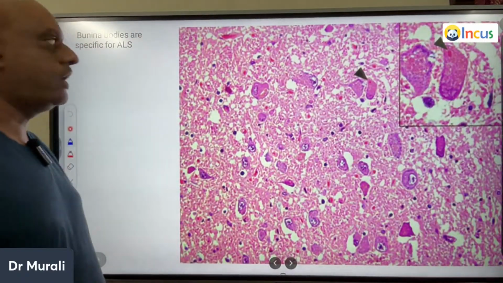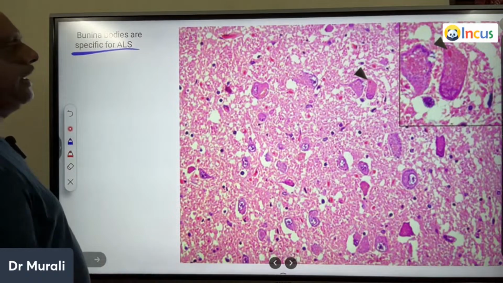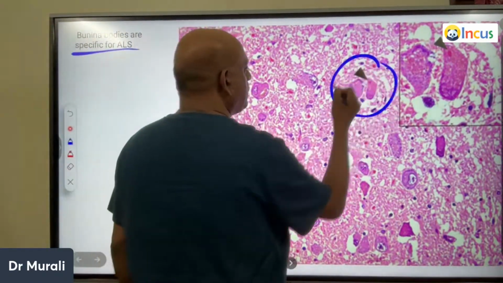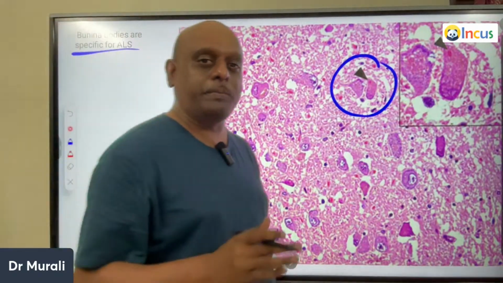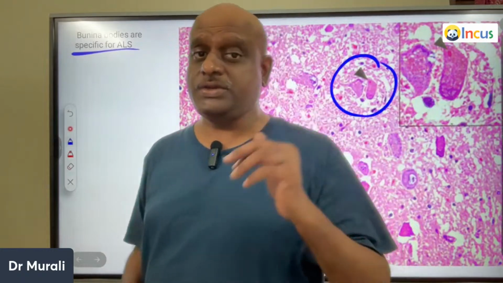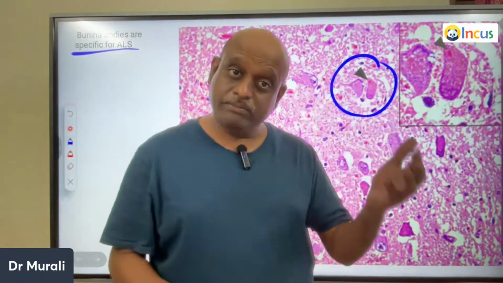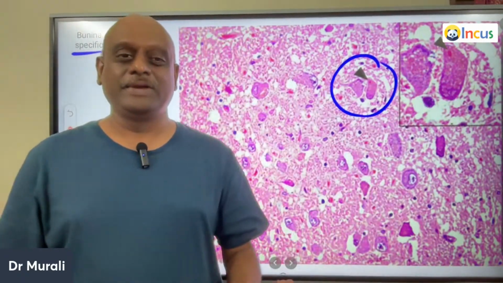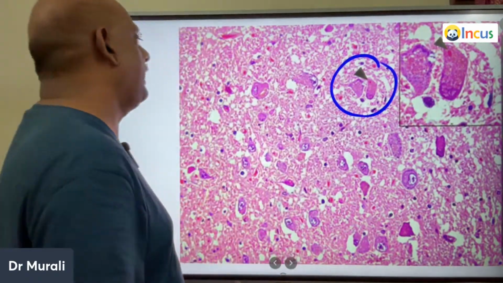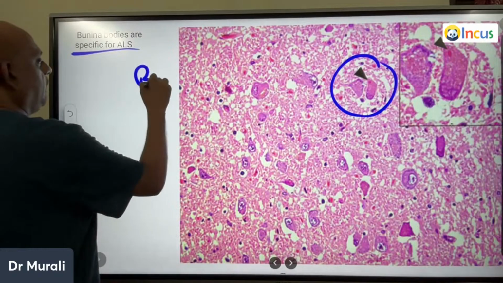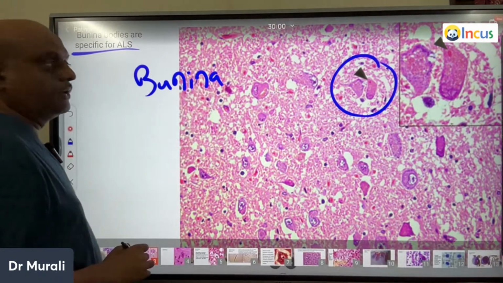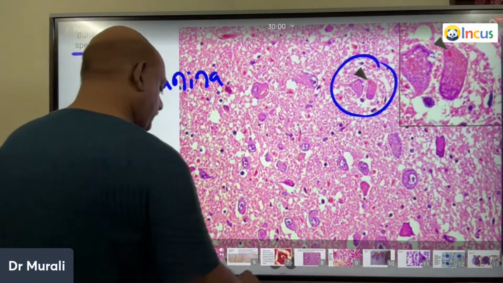Now, what is this called? This is called the Bunina body. Bunina bodies are typically seen in amyotrophic lateral sclerosis. LMN features in the upper limb and UMN features in the lower limb typically constitute amyotrophic lateral sclerosis, where Bunina bodies are what you need to remember. Bunina bodies are found, right?